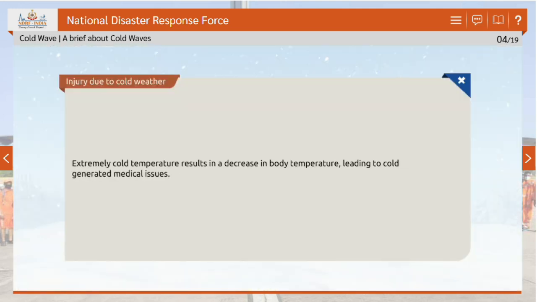Injuries due to cold weather. When a person is exposed to extreme cold temperatures, it may result in a decrease in body temperature and thus generate cold-related medical issues like frostbite, frost nip, chilblains, and hypothermia.